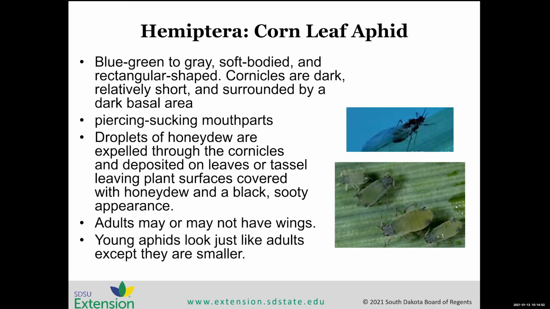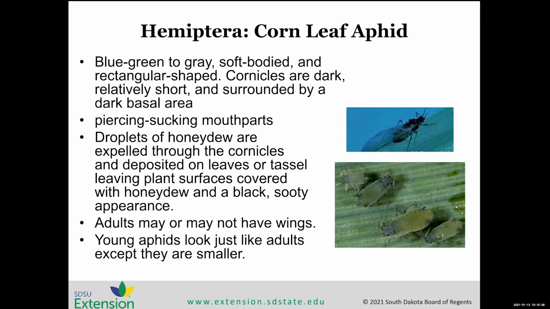The one and only Hemiptera, so that's your true bugs, that we cover to keep an eye out for is corn leaf aphid. They're blue-green to gray, soft-bodied and rectangular shaped. In the bottom picture, you can see the wingless form of them. The cornicles are on that largest aphid towards the back, which has two little dark tailpipes, basically. Those are called cornicles, and they're surrounded by a dark basal area. So this aphid appears a little bit different from other aphids because it has that dark coloring. A lot of your other aphids will be a little lighter green and won't have those dark markings.